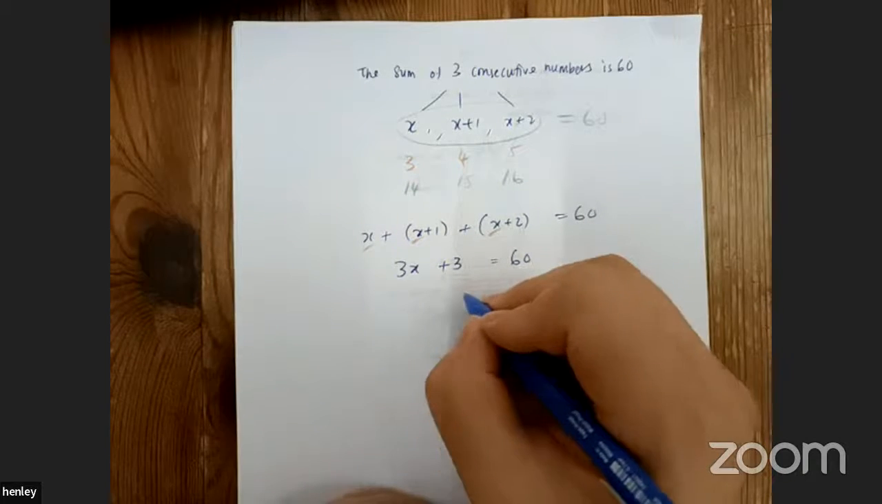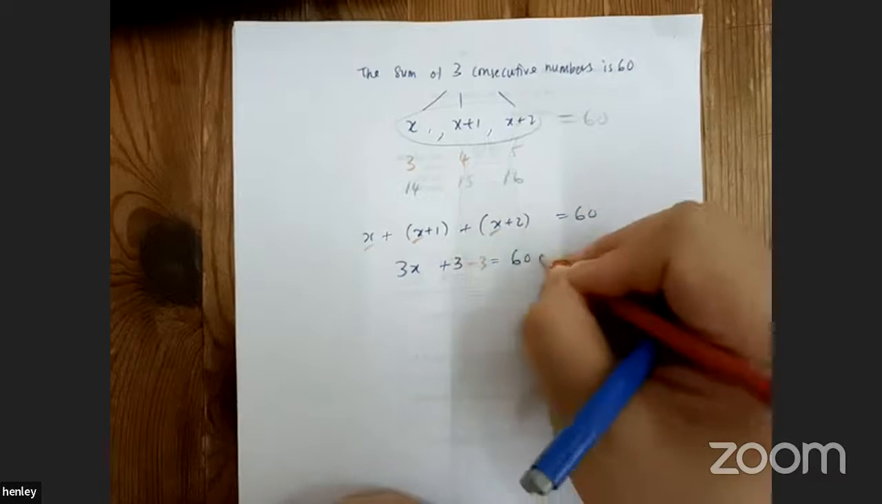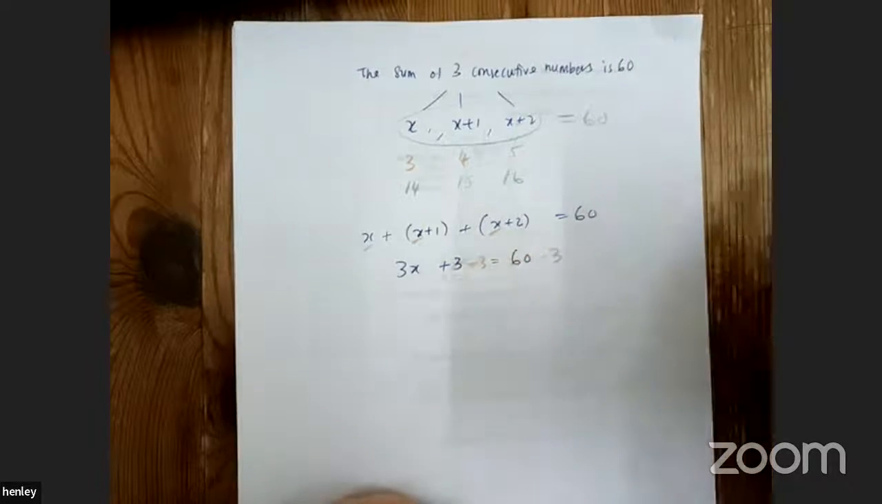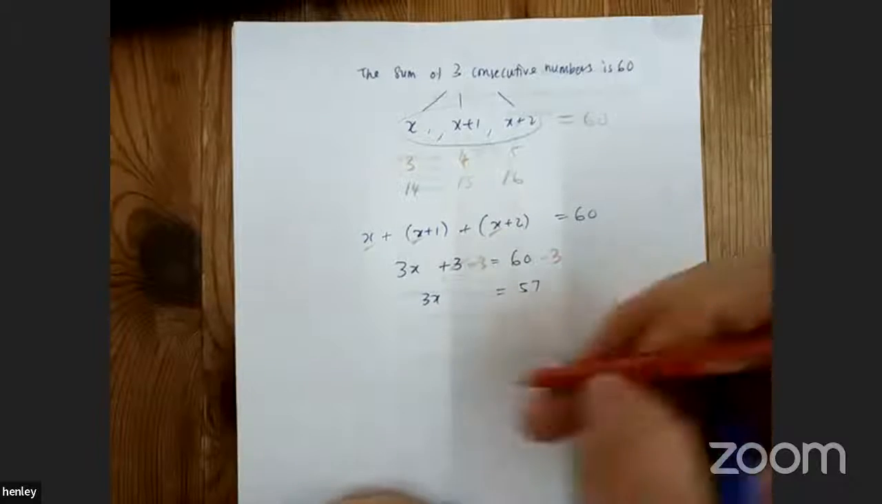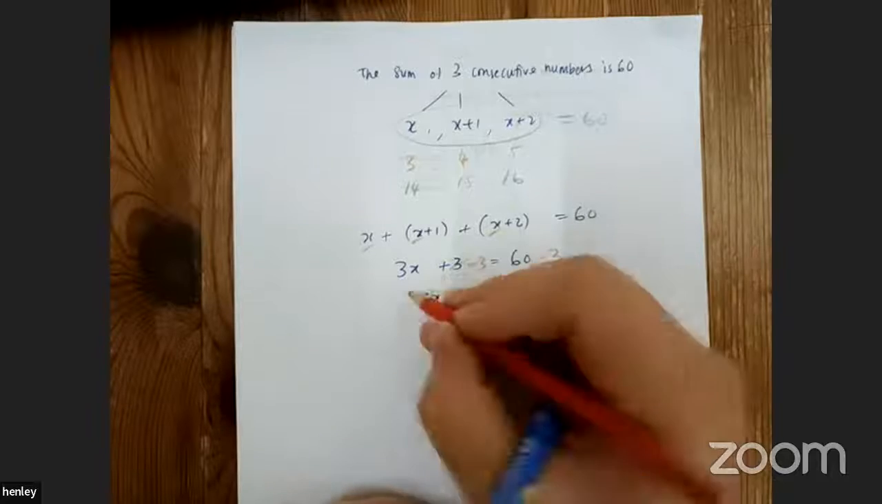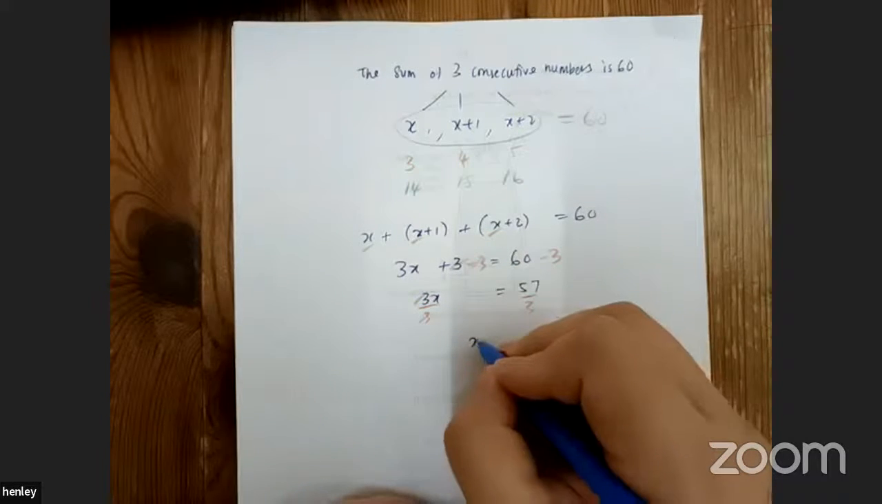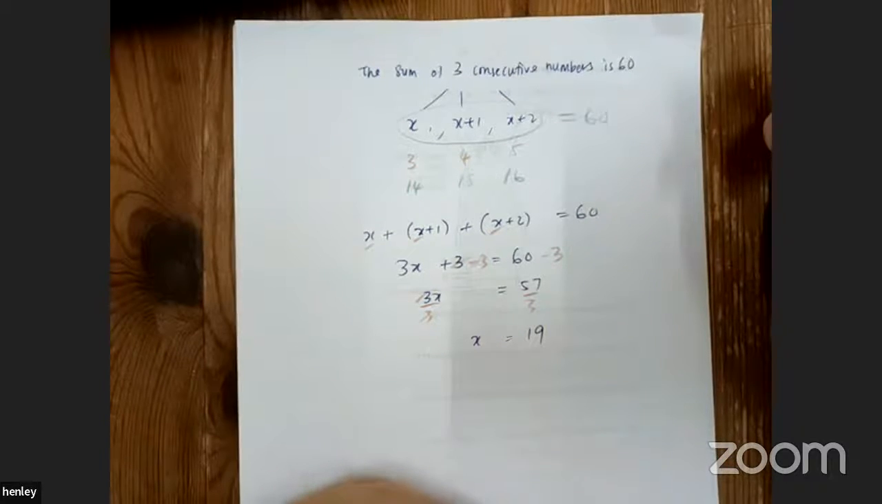So I need to minus 3 on both sides. So my 3x is equal to 57. I need to divide by 3, so I can cancel this one. So x is equal to 19. Okay.